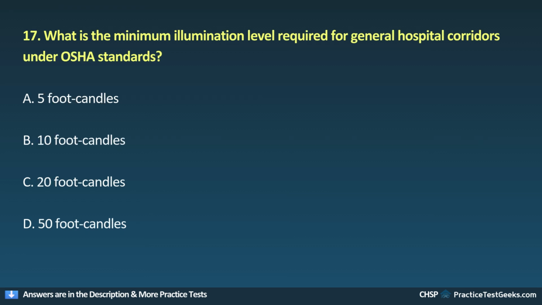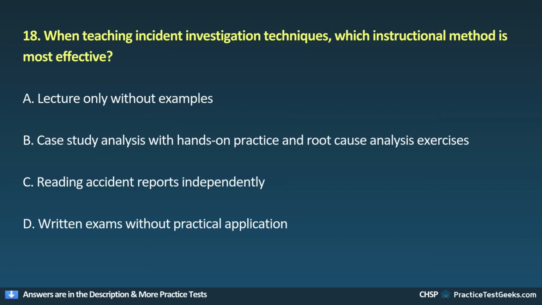17. What is the minimum illumination level required for general hospital corridors under OSHA standards? A. 5-foot candles. B. 10-foot candles. C. 20-foot candles. D. 50-foot candles. 18. When teaching incident investigation techniques, which instructional method is most effective?